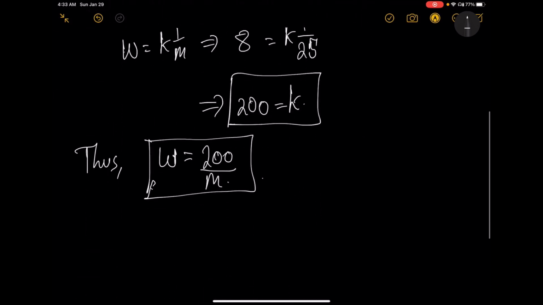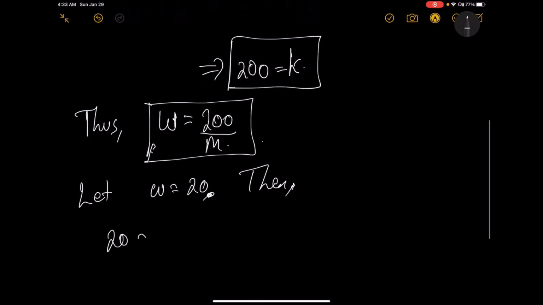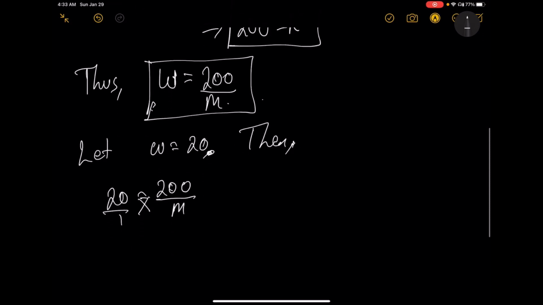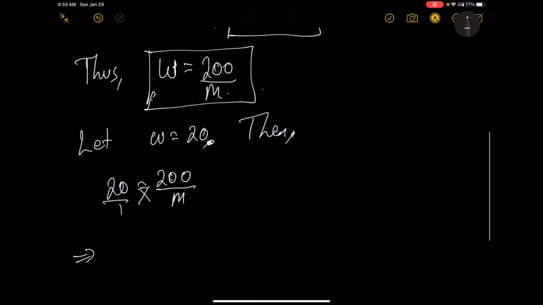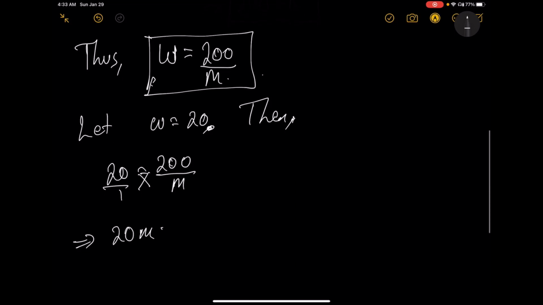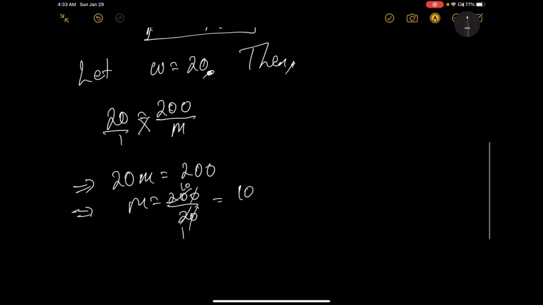Let w be equal to 20. Then 20 is equal to 200 over m, which is cross-multiplication, the proportion equality of two ratios, don't forget. So 20m is equal to 200, which implies that m is equal to 200 over 20, which is 10. So m is equal to 10.